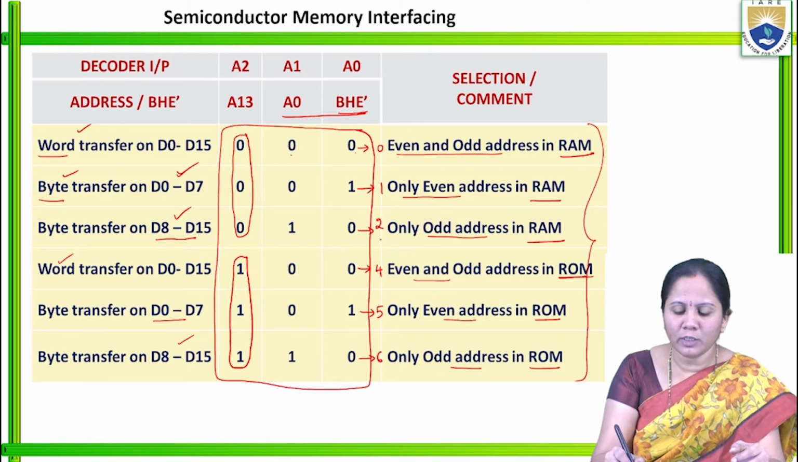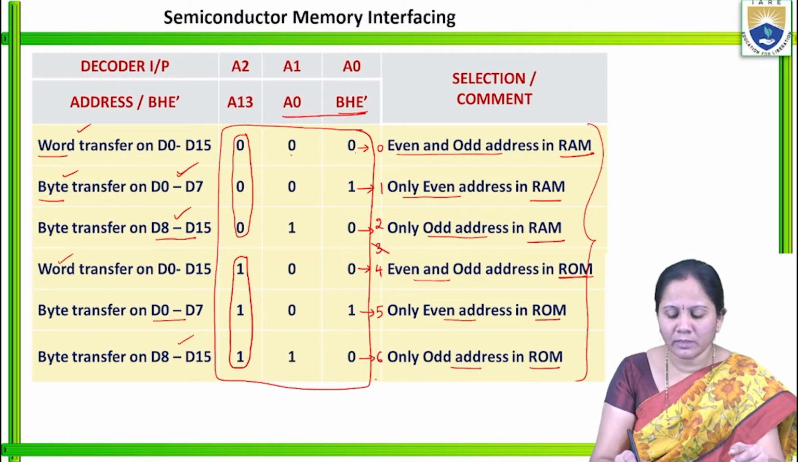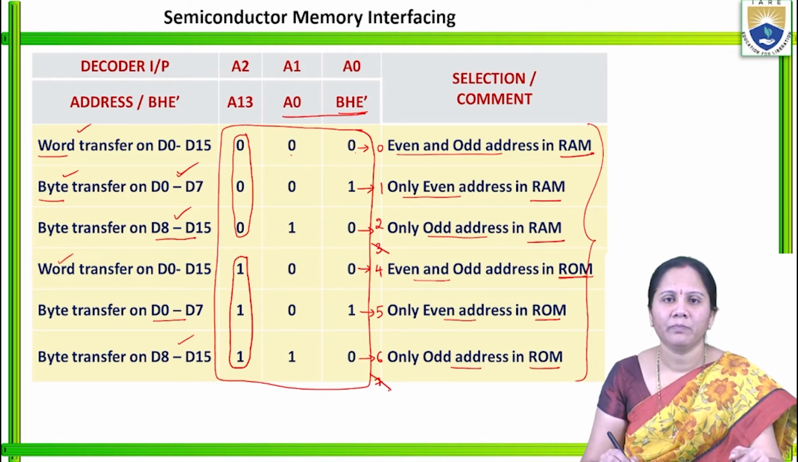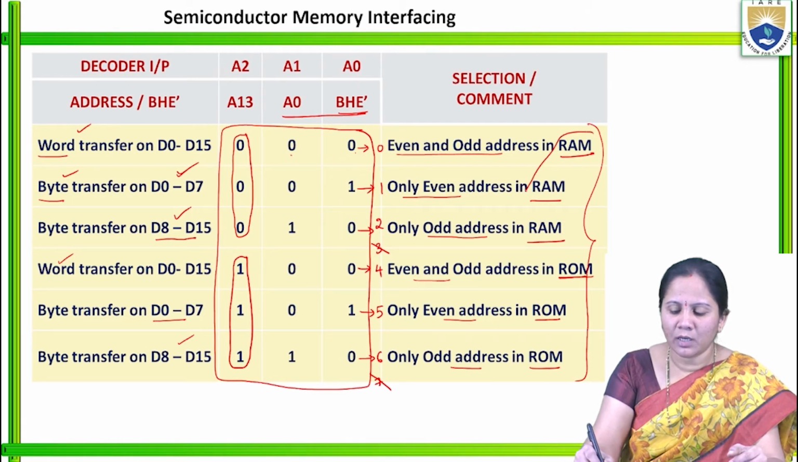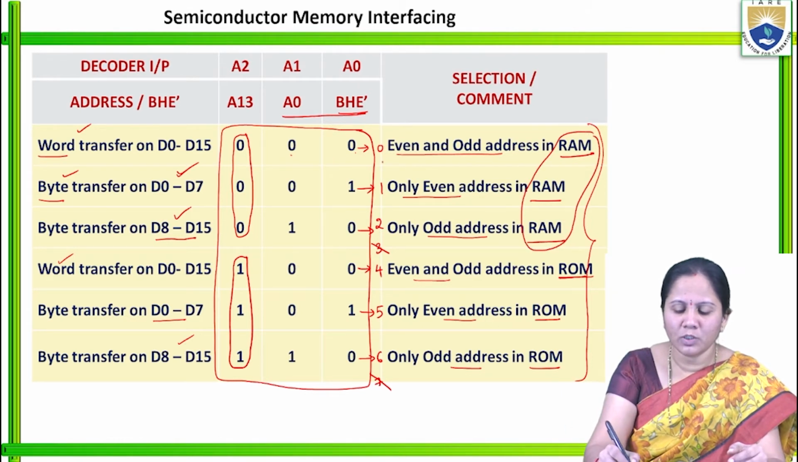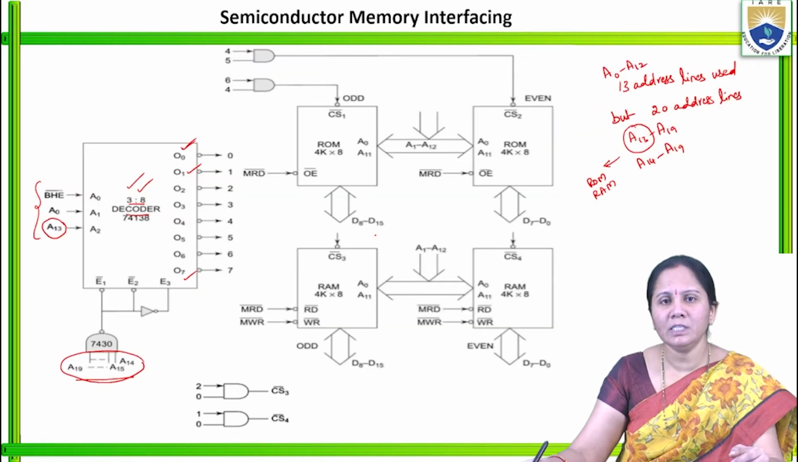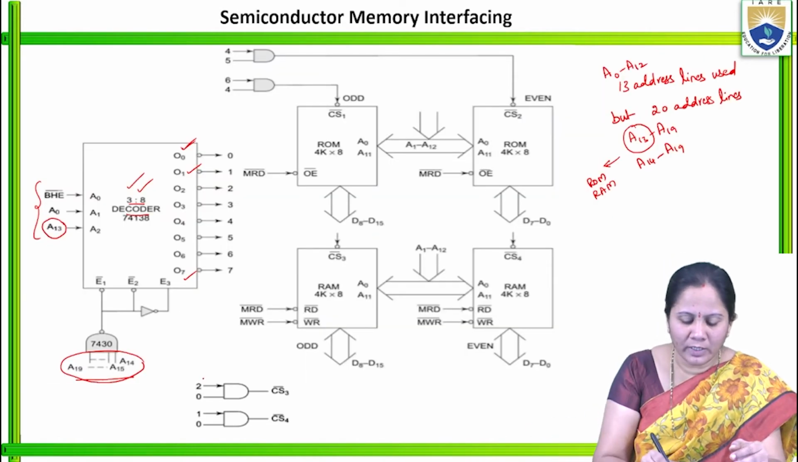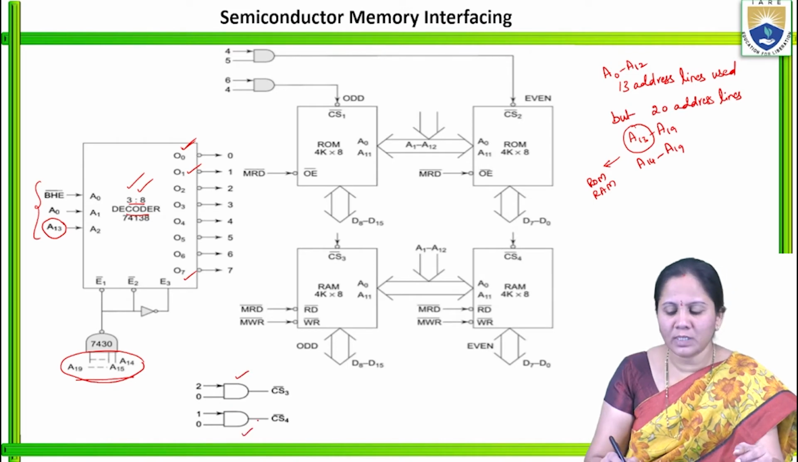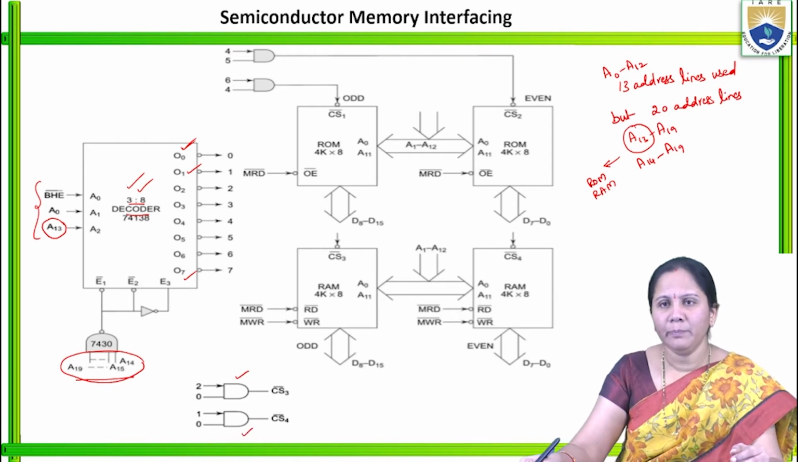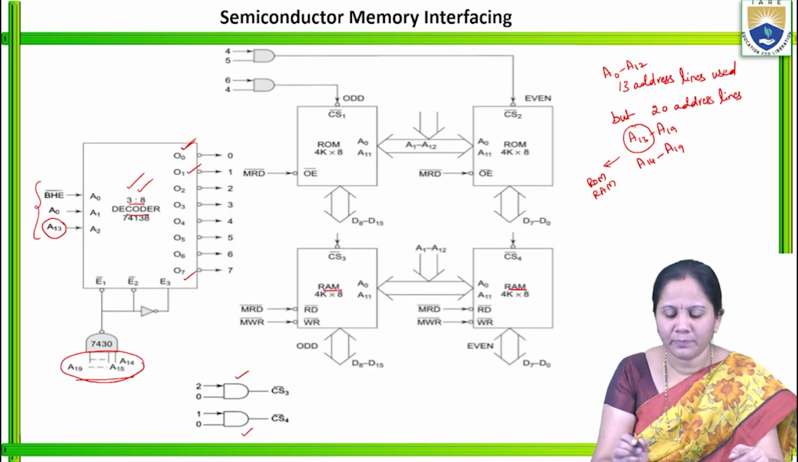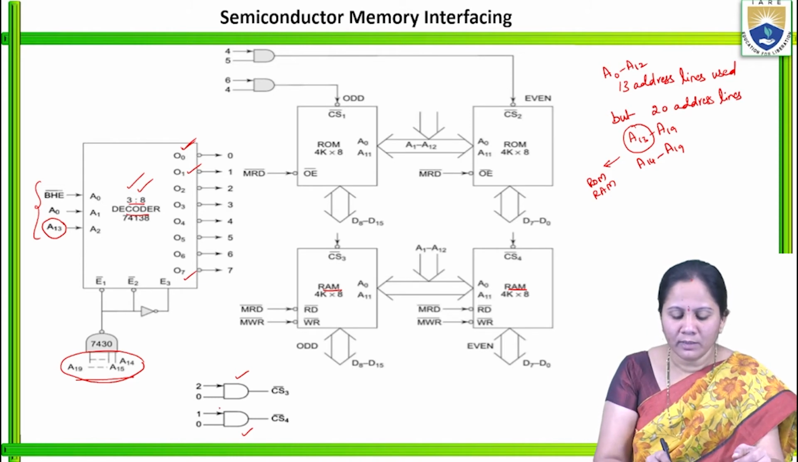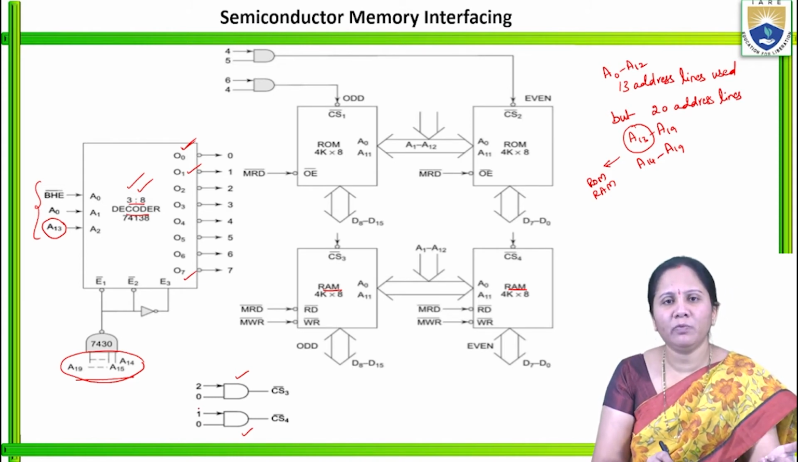There is no combination like 3 and 7 because that combination is invalid. So if you are going for this ROM, we have to use the 0, 1 and 2 signals only. That is why the 0, 1 and 2 signals only are taken when RAM is used. So this is the RAM IC. Here 0 is common. Why? Because it is meant for word transfer, that is both even address and odd address.